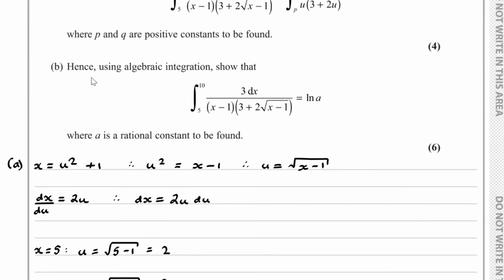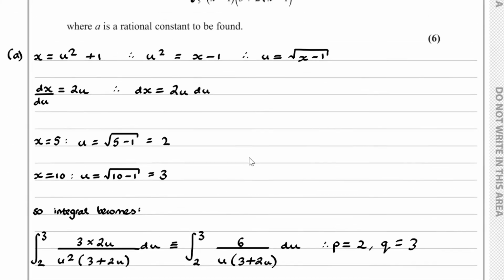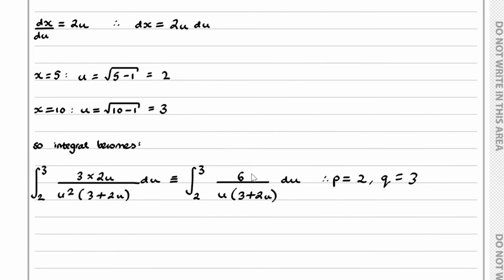And now for part B, hence using algebraic integration, we have to show that this integral is equal to the natural log of a, where a is a rational constant to be found. And for us to integrate that, we'd have to use our result from part A, so we'd have to integrate this. Now integrating 6 over u lots of 3 plus 2u, that's a bit complicated. And the way we approach that is we can split this up into partial fractions. So for part B, we can split 6 over u lots of 3 plus 2u into partial fractions, and we'll do this in a different colour.